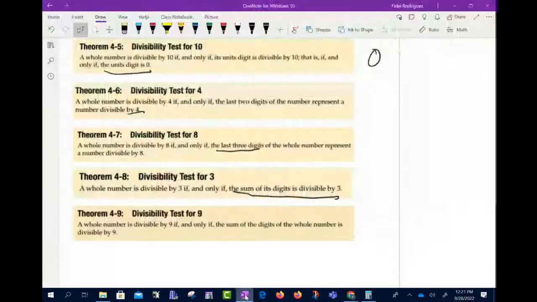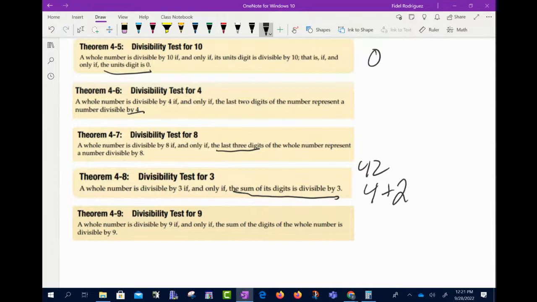But what I'm trying to point out here, y'all, is if I want to know if the number 42 is divisible by 3, the way I could check is I would take 4 and 2, add those numbers together, and we get 6. Because I can divide 6 by 3, that tells me I can divide 42 by 3, okay? And the same thing for 9. It says a number is divisible by 9 if and only if the sum of the digits of the whole number is divisible by 9.